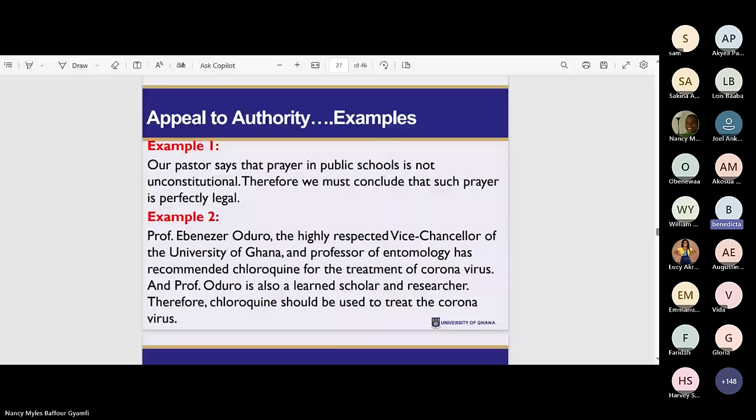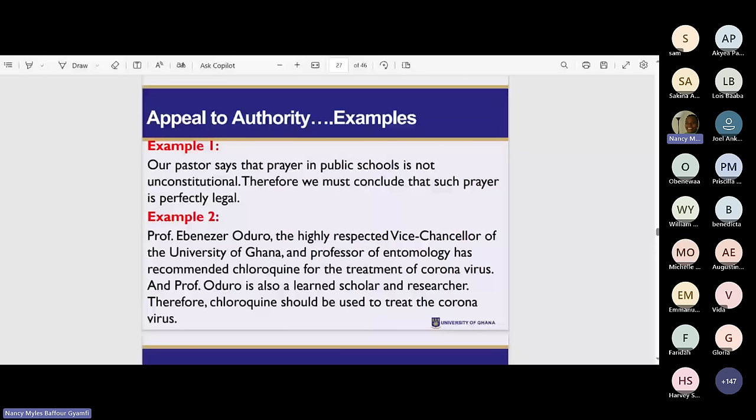Example one. Our pastor says that prayer in public schools is not unconstitutional. Therefore, we must conclude that such prayer is perfectly legal. Please read the second one. Example two. Professor Ebenezer Odoru, the highly respected Vice Chancellor of the University of Ghana and professor of entomology, has recommended chloroquine for the treatment of coronavirus. And Professor Odoru is also a learned scholar and researcher. Therefore, chloroquine should be used to treat the coronavirus.